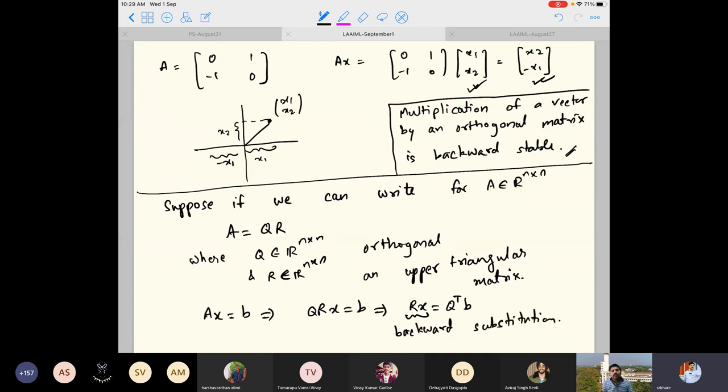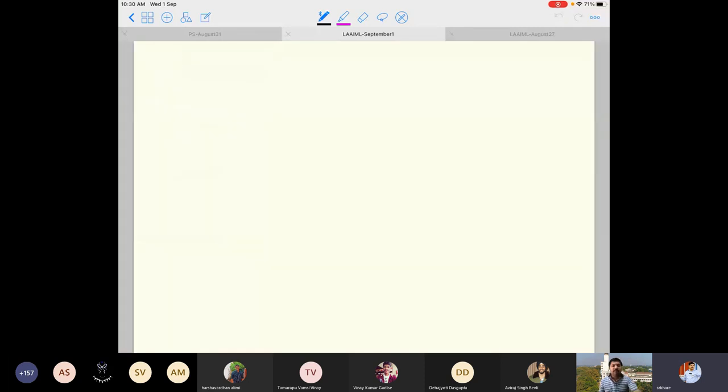So if you are able to construct such a Q so that this happens, then you just have to solve a system by backward substitution, and you will be able to solve the system of linear equations. Okay, so let us go further and see how we can do this.